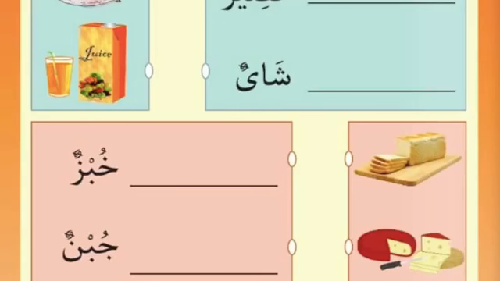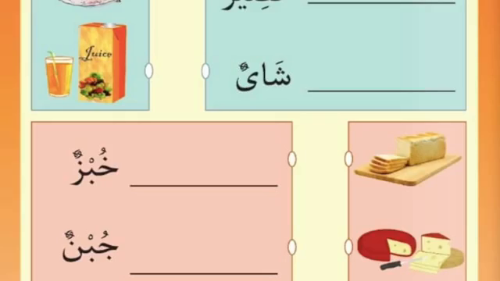Khubzun. Do you remember what khubzun means? Yes, khubzun means bread. So the word khubzun is a male word. So we use the demonstrative pronoun hadha. Hadha khubzun. This is bread. Hadha khubzun. This is bread.